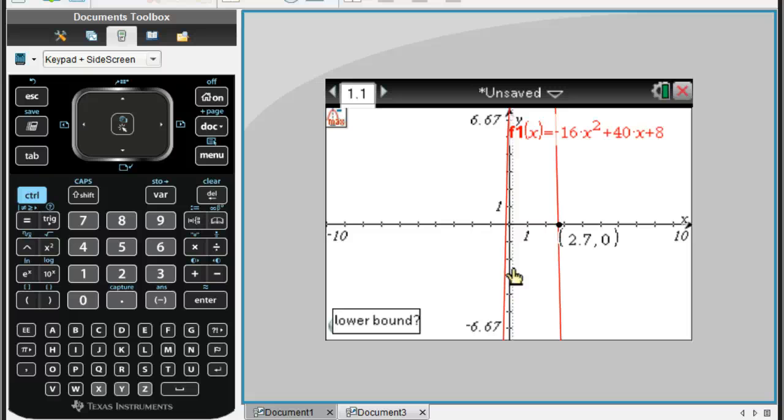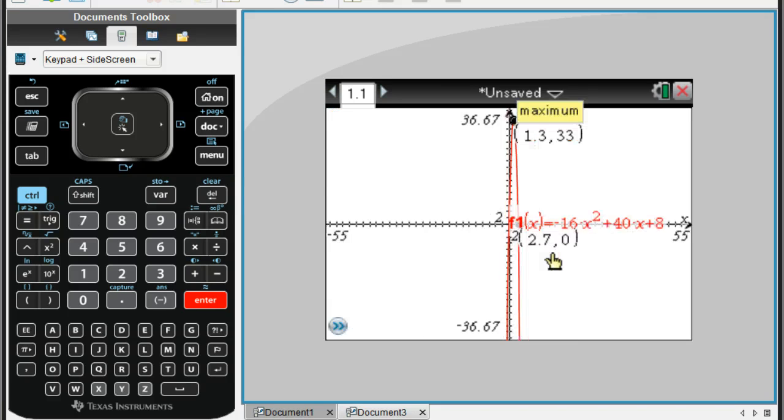And I'm going to hit enter, because remember that represents my lower bound, and now the bottom left corner, just like before, changes to my upper bound. And I'm going to slide my finger over here, so I know somewhere in this gray shaded region is where my vertex is going to be. If I hit enter, it actually zooms out for us so we can see what our vertex would be. Our vertex here is the coordinate 1.3 and 33.